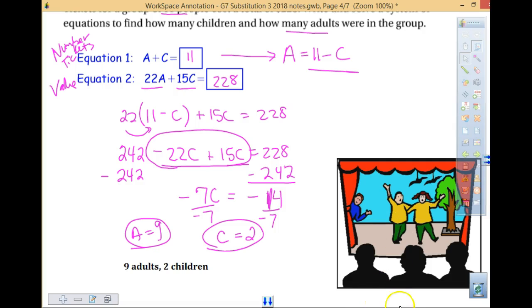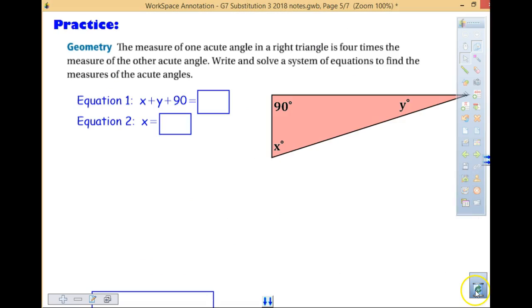The last one that we are going to look at, and none of these came out to be infinitely many or no solution, but that is going to be a case that you're going to see in your homework tonight. Are those the only 2 answers? As you are reading this problem, Jack Rose, want to read for us? The measure of one acute angle in a right triangle is 4 times the measure of the other acute angle. You solve a system of equations to find the measure of the acute angles.